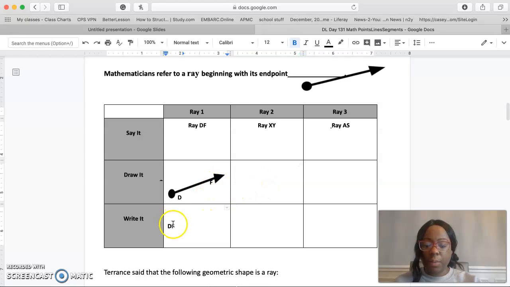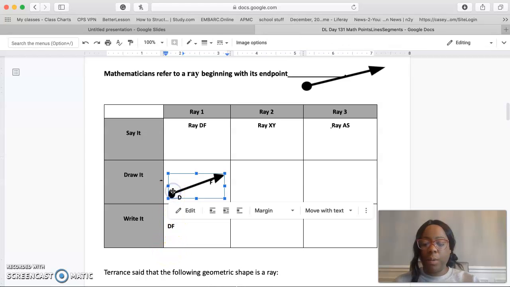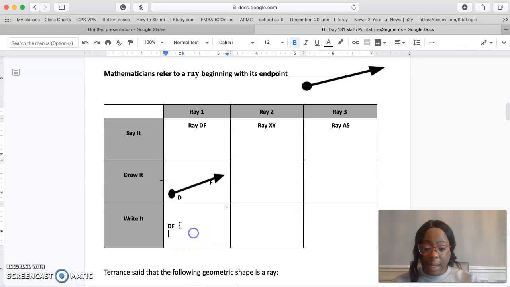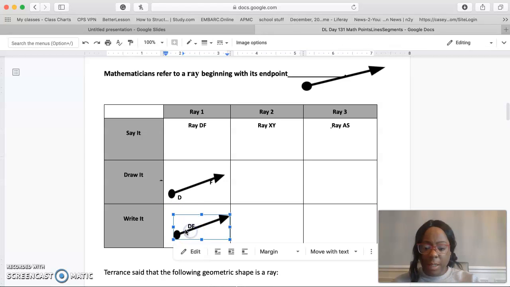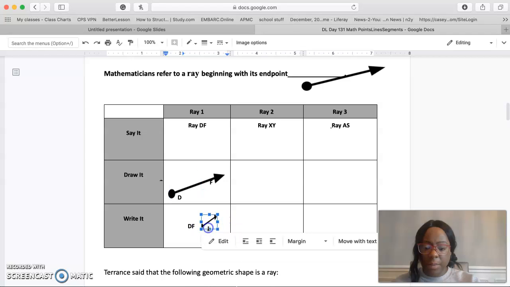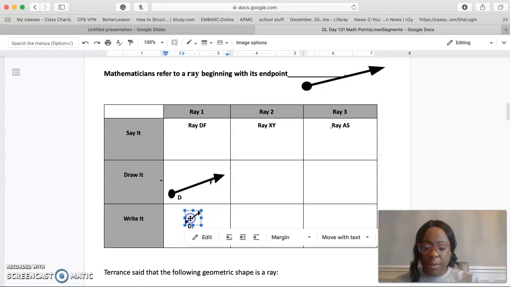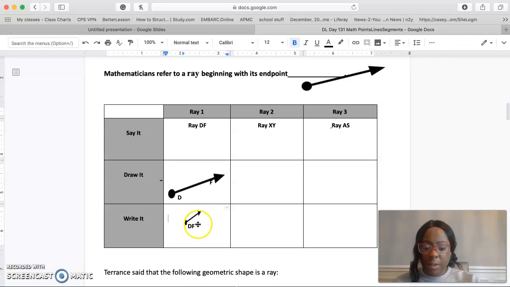Now, if we're going to write it, we would write capital D, capital F, and we would have a very tiny small ray symbol. So let's see if I can figure out how to do this, guys. Please work with me. This is a work in progress. Trying to get all of this stuff together. So we would have it right over the top, and it would be displayed as ray DF when we write it.